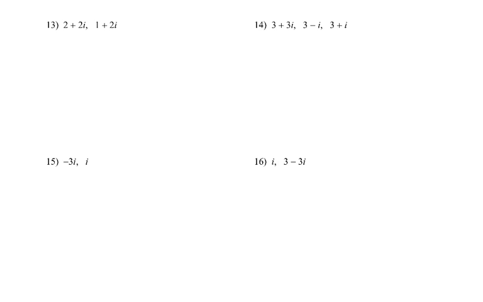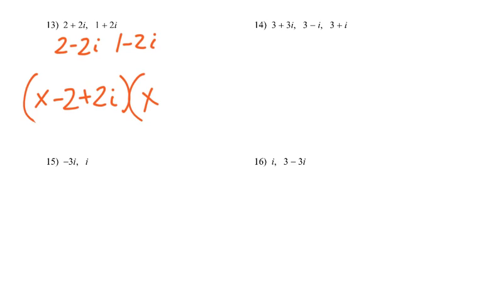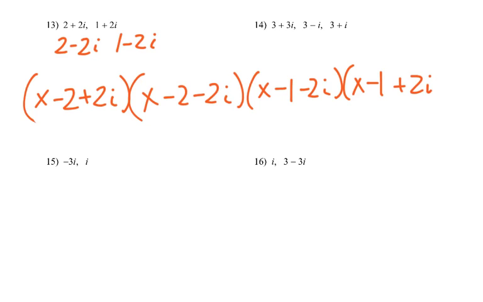So 14 and 13, okay, we'd also have 2 minus 2i, 1 minus 2i. So factor-wise, it would be x minus 2 plus 2i, and x minus 2 minus 2i. And then x minus 1 minus 2i, and x minus 1 plus 2i. And then you'd multiply them all out. Okay? So get to work on that homework and see what you can do.